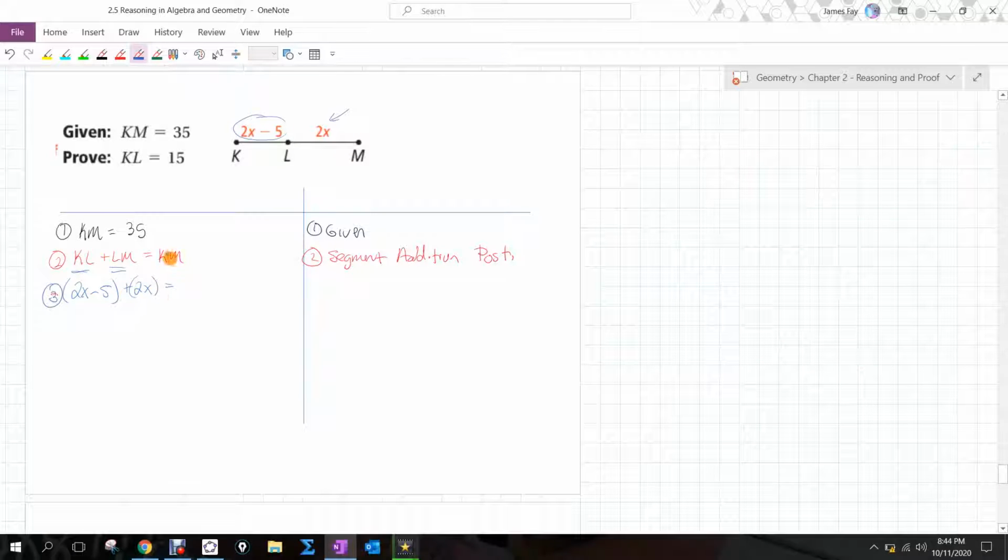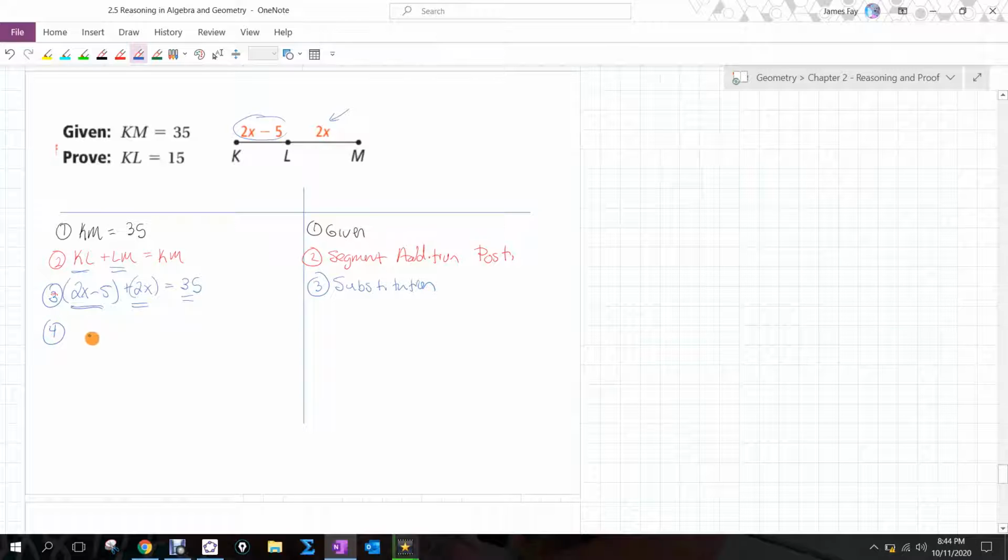We're going to add those together, and they should equal KM, which is then 35. All we did there was we took statement 2 and rewrote KL with what it was equal to. We wrote LM with what it was equal to, and KM with what it was equal to. So we replace something with what it was equal to, and that is always substitution.